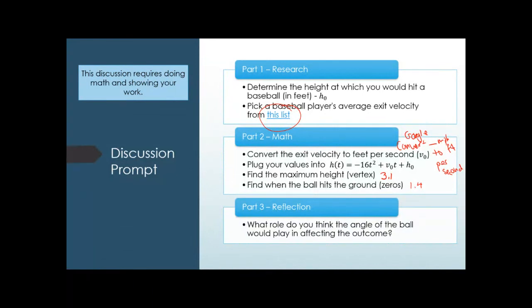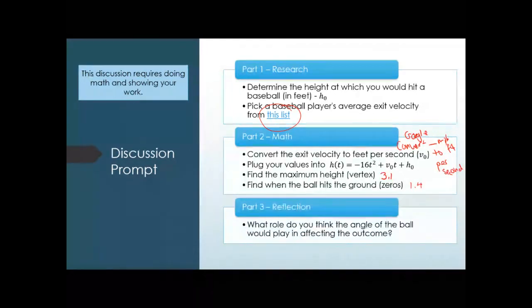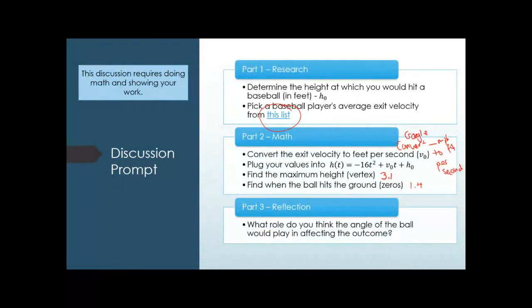So after you've done that, then there's the reflection part, and this is great for the discussion and for replying to classmates. Is what role do you think the angle of the ball would play in affecting the outcome? So I said we're ignoring the angle, we're assuming it's going straight up. So if we didn't assume that and we had to take the angle into account, do you think that the time it hits the ground will change? It'll hit the ground faster, slower? How will the height change? You know, that's where the discussion part really happens.